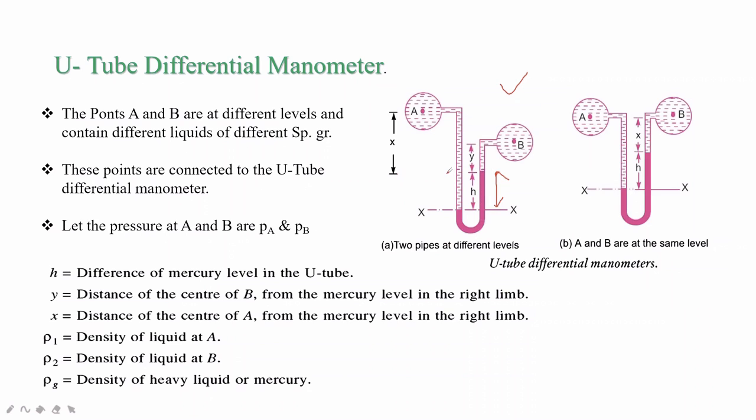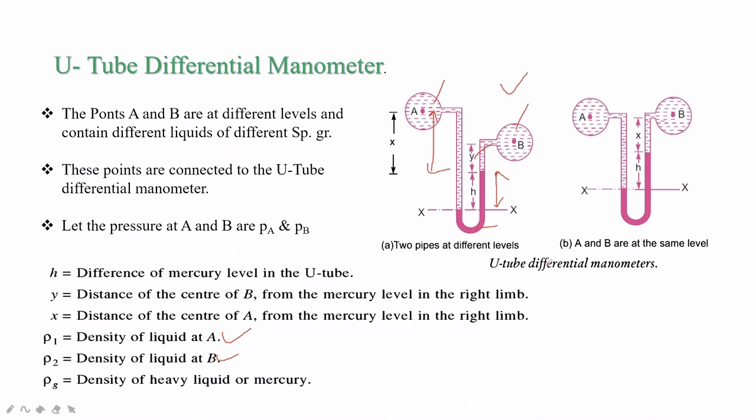Okay, so from that mercury level, whatever the distance in the left limb from where the pressure is to be measured, it is calculated as X. From where it is to be measured in the right limb, it is calculated as Y. So Y and X are the distances from the points where pressure is to be measured to the mercury level in each limb. Rho 1 is the density of liquid in A, rho 2 is the density of liquid in B, and rho g is the density of heavy liquid, or mercury.